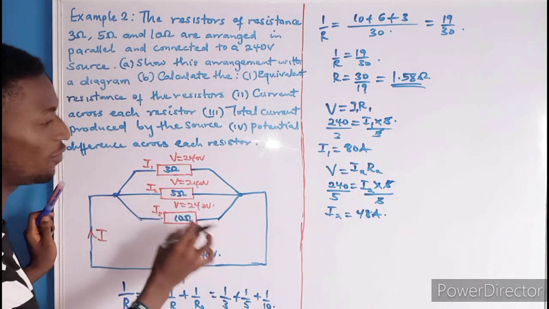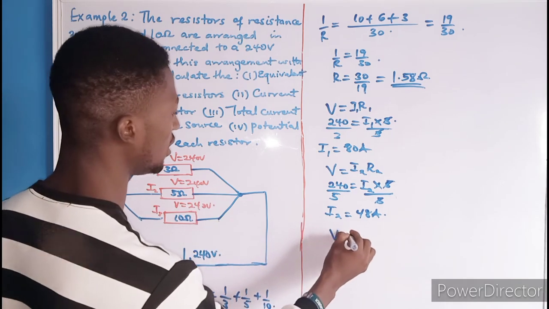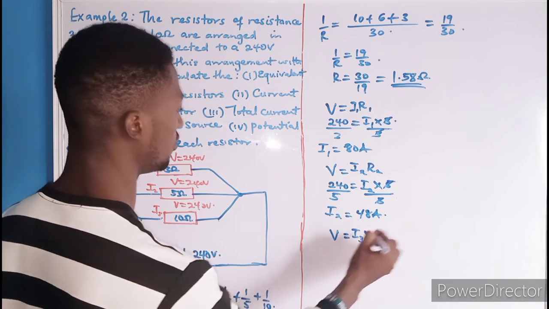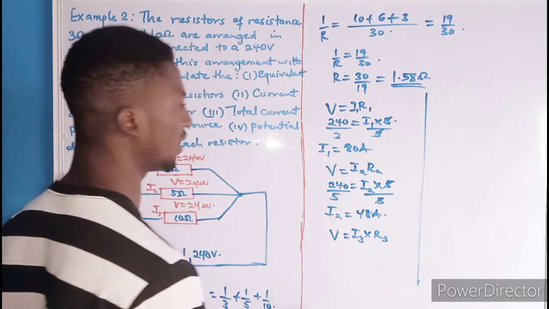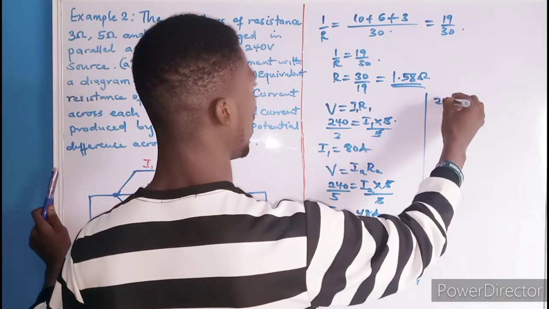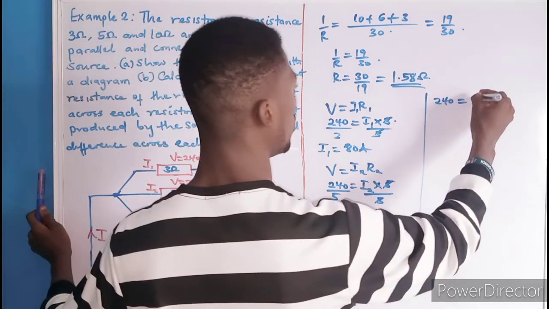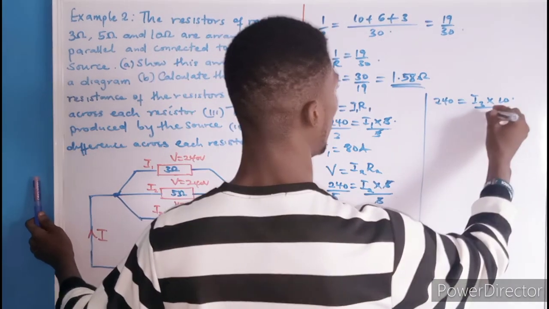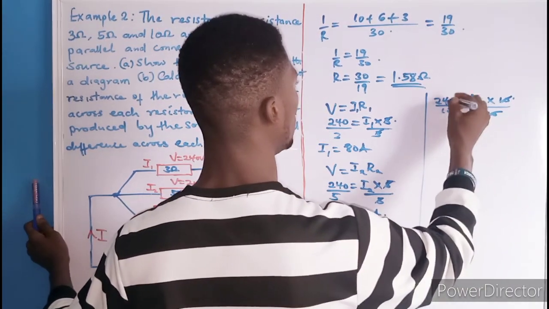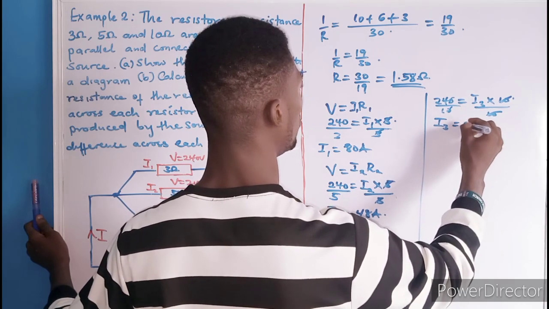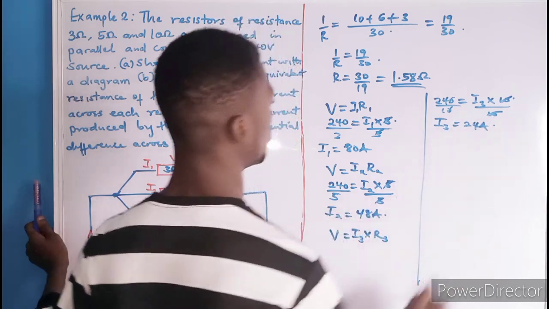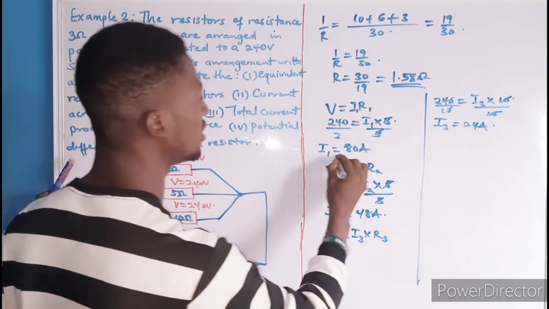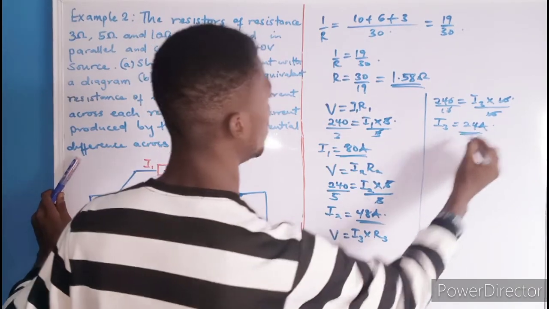For the next one, we can as well relate it with Ohm's law by stating that our V is equal to I3 times your R. Here, what do you have? R3. Good. So we can take it that your V here is 240 as usual, which is equal to the I3 we're looking for, times your resistance, which is 10. So divide by 10, divide by 10. This will cancel this. Our I3 is therefore 24 ampere. So here, we have been able to calculate the current across each of the resistors.